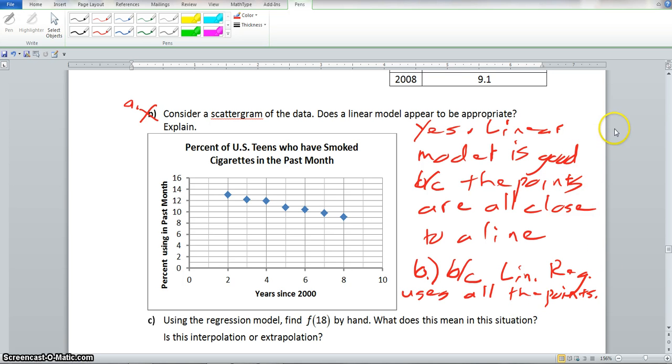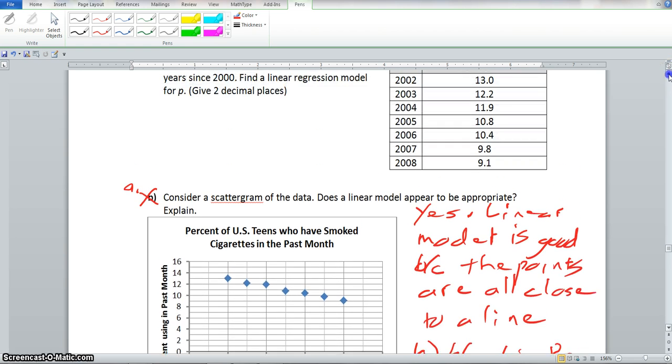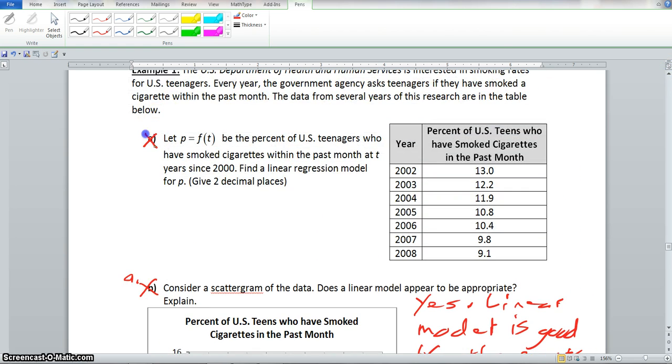Now we have to look at your C. Now actually, my A is your C. Now one thing we have to remember is this. At T years since 2000, that is your starter year. That's very important that this is the year that you start. Now they want us to find a linear regression model for P. So what you need to do is put this in your calculator, and your linear regression model will come out as y equals negative, and if you round it to 2 decimal places, it'd be a negative 0.64 x plus 14.24.